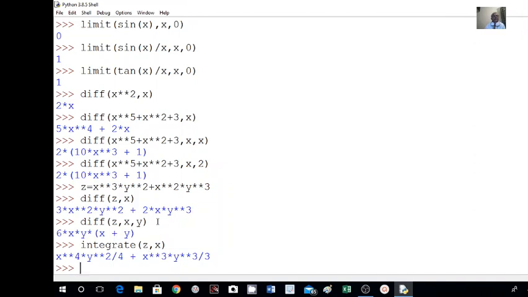Integrate z with respect to x. Is this correct or not? What is z here? Integrate z with respect to x. I think this is correct. X raised to 4 by 4, y square is there, plus x square integration, x cube by 3, and this y cube as it is.